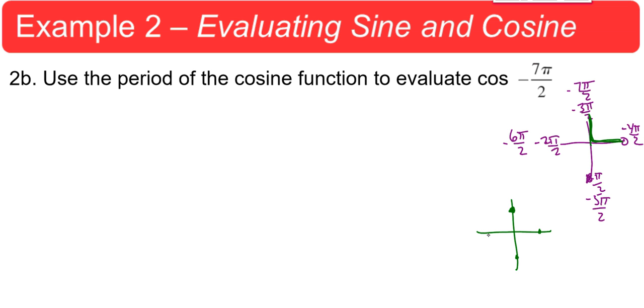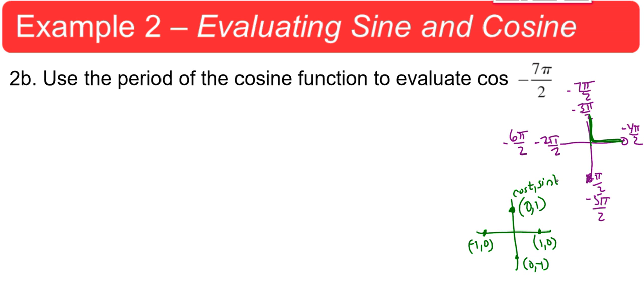And this point would be 1, 0. This one is negative 1, 0. This is 0, negative 1. And then the one I want is 0, 1. And that's cosine t comma sine t.